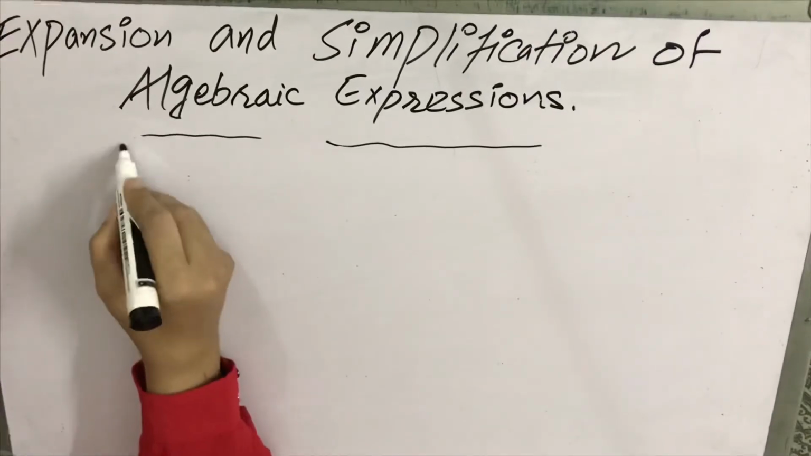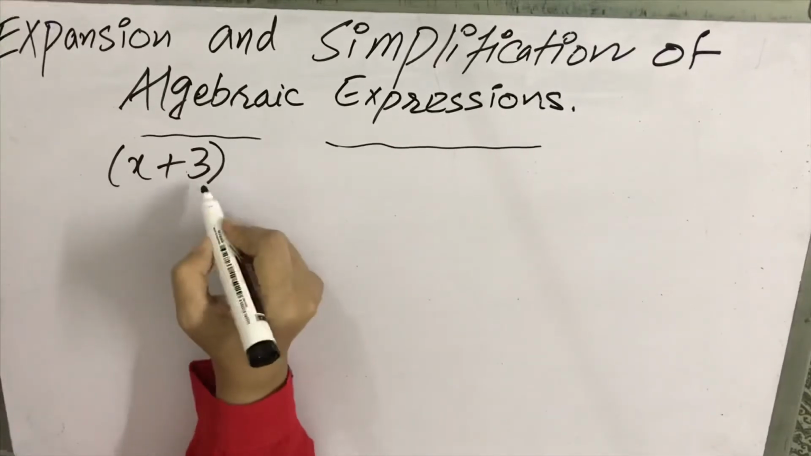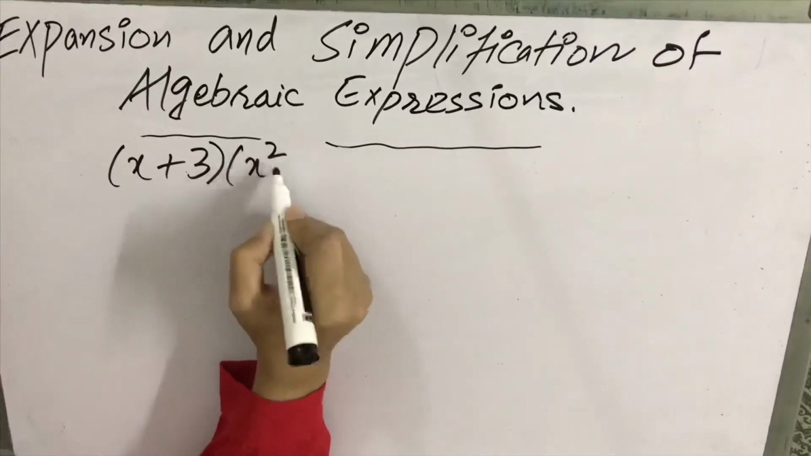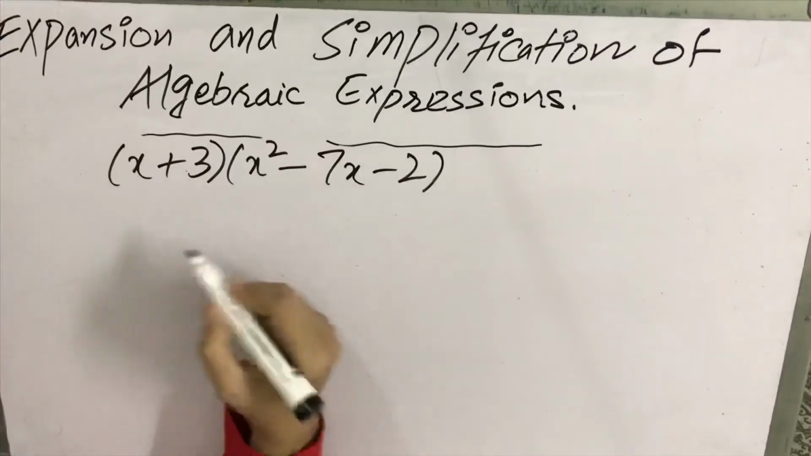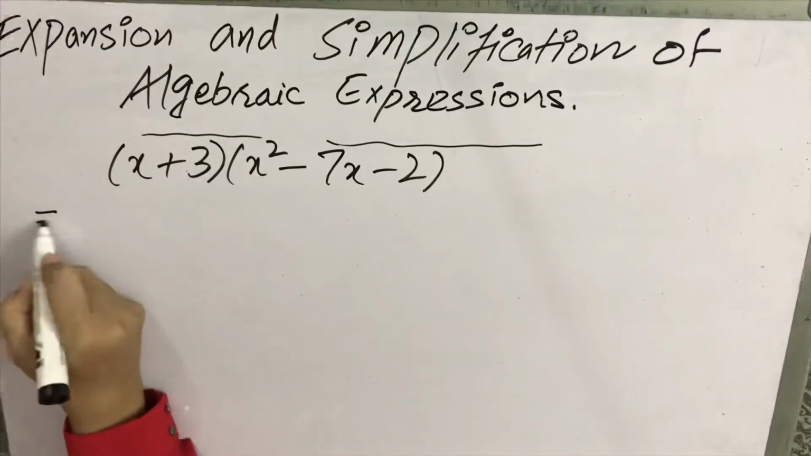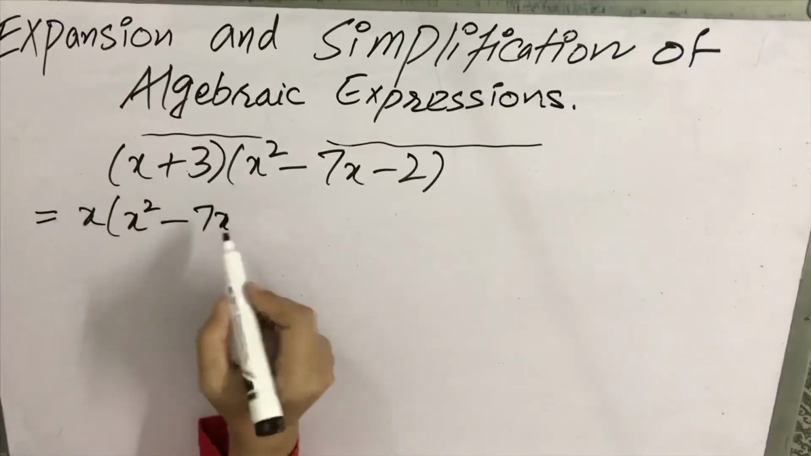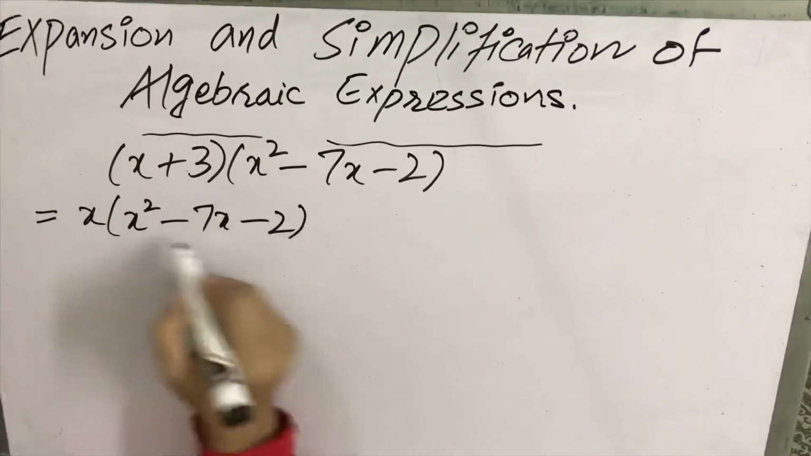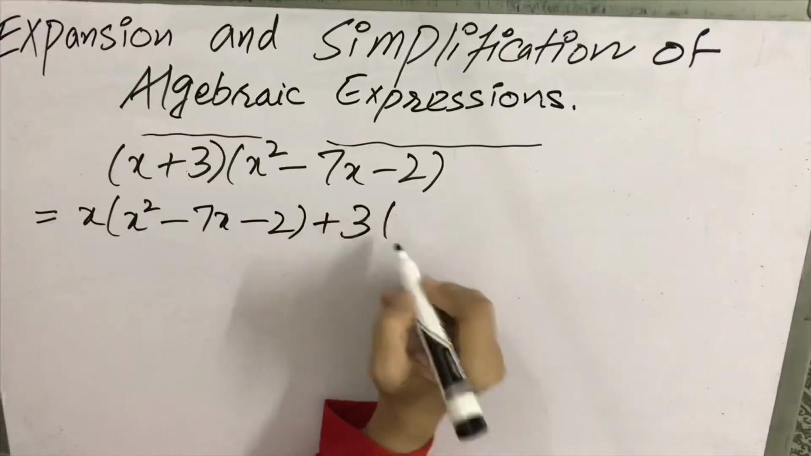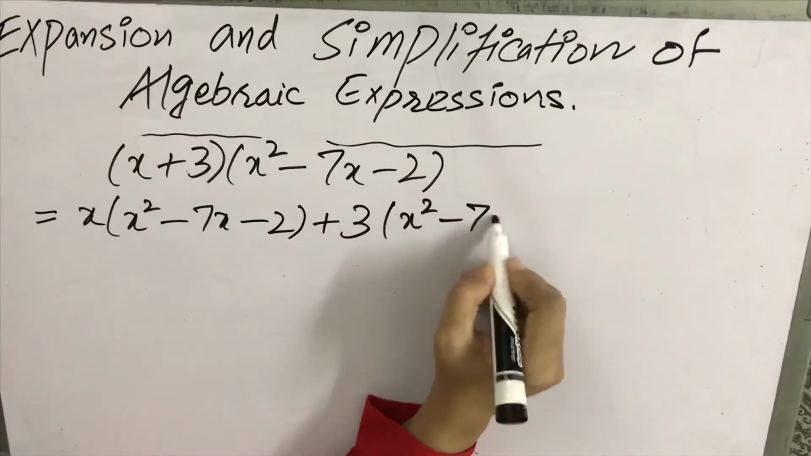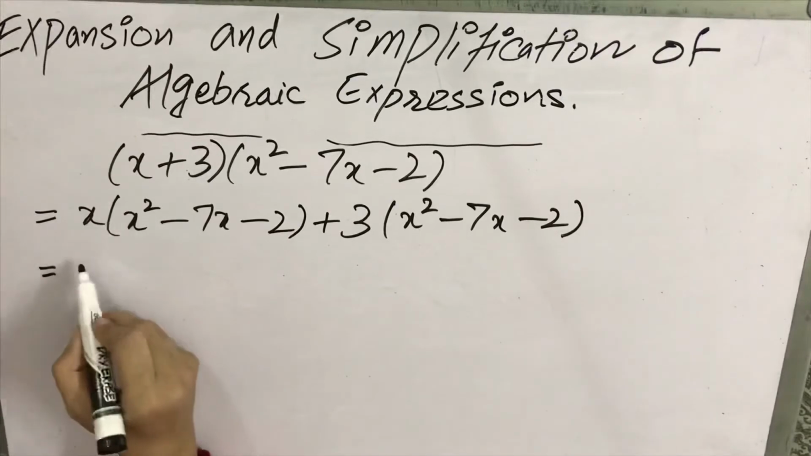Okay, this question has a pair of brackets, but the first bracket has total 2 terms, but the second bracket has 3 terms. So we have to multiply or we have to expand. The same method, x bracket x square minus 7x minus 2, but now we shall be having inside the bracket 3 terms. So total we shall be having 6 terms. 3 bracket x square minus 7x minus 2. X square into x, x cube.